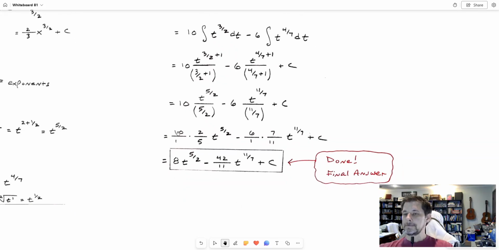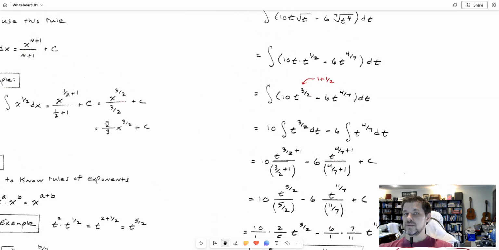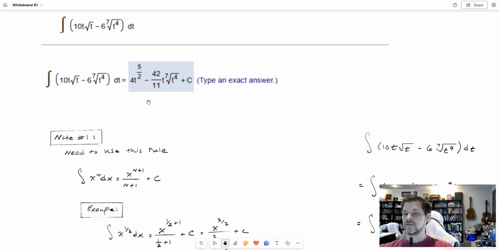All right, so what my final answer would be, 4t to the 5 over 2 power. I know you see an 8 there, but I told you why it's a 4. Minus 42 over 11t to the 11 over 7 plus c. So at that point, we're done. That's our final answer. It wouldn't make sense to simplify any further. There's nothing else we can do that would make this any simpler than you see it right there. And that's the answer that we have given with the question.